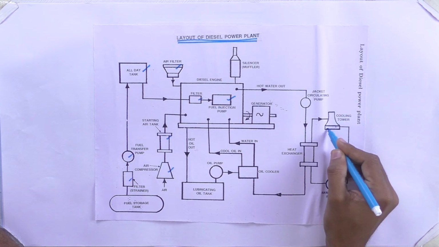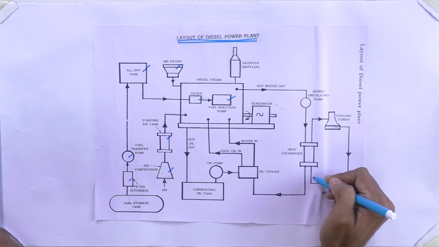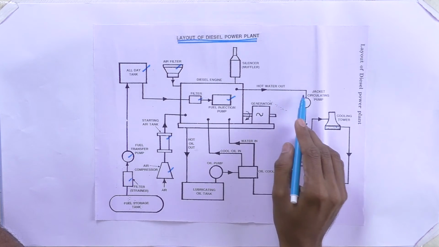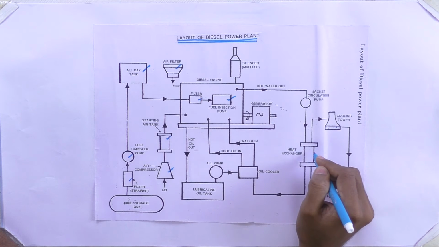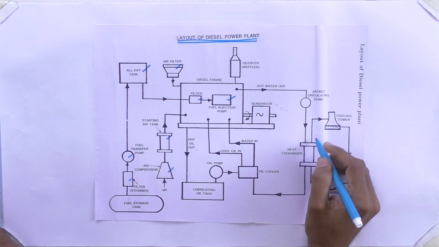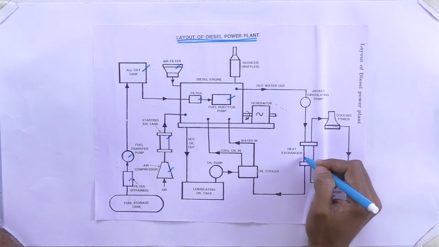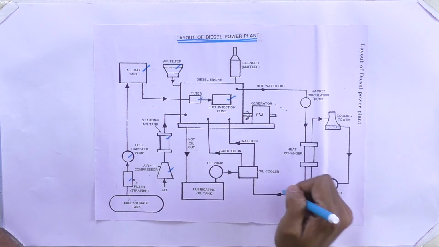So this is a sump, where the water is stored. The water pumps are used to pump the water, and send the cooling water to the heat exchanger. Here the hot water, by conduction, takes place inside this heat exchanger. The cooling water absorbs the heat from the hot water, so the hot water gets cooled, and then the cooling water is again sent to the engine for cooling purposes.